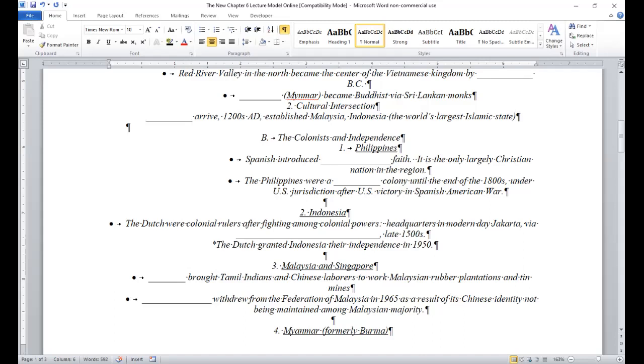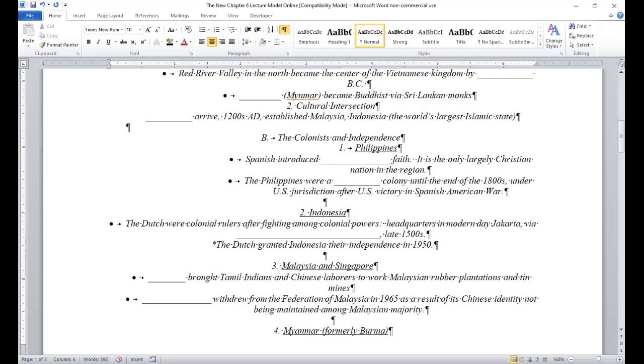Now the colonists and independents. Philippines. Take a look at the Philippines first. And again, let's take a look at the map before I do that. You can see China again and Taiwan, and just drop down south of that. In the Philippine Sea, you can see the Philippines and the Philippine Islands.